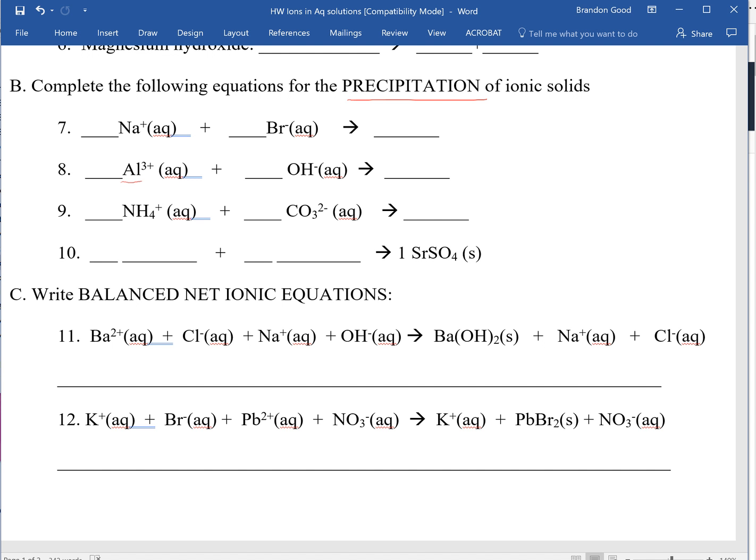So if we have one aluminum that's a 3+ charge, one hydroxide that's a -1 charge, we're going to need 3 of these hydroxides, right, for every one aluminum. So it's drop and swap. Okay. And then we want to make sure we balance it out. Okay. So again, 3 of these have a 1 negative charge for every 1 3+. Okay. All right, next one.